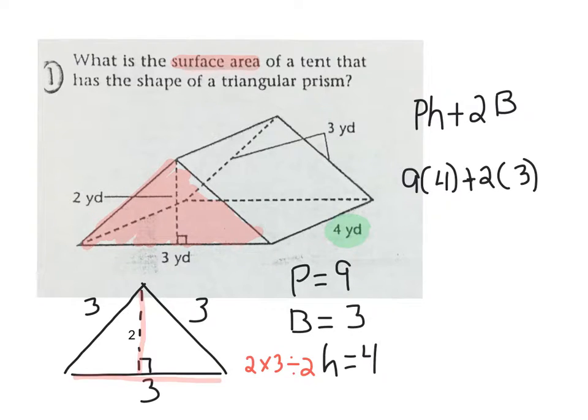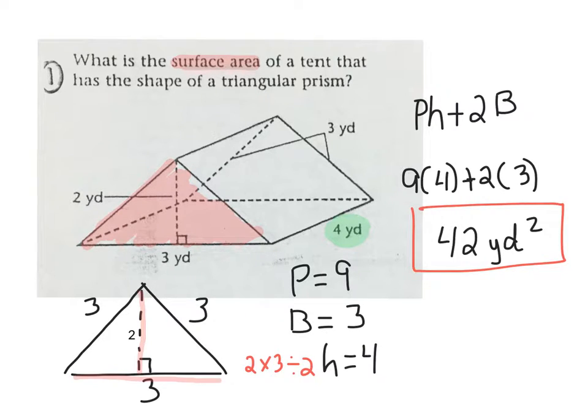Let's put that into our calculator. 9 times 4 plus 2 times 3. We're going to get a surface area of 42 yards squared. There we go. Okay.